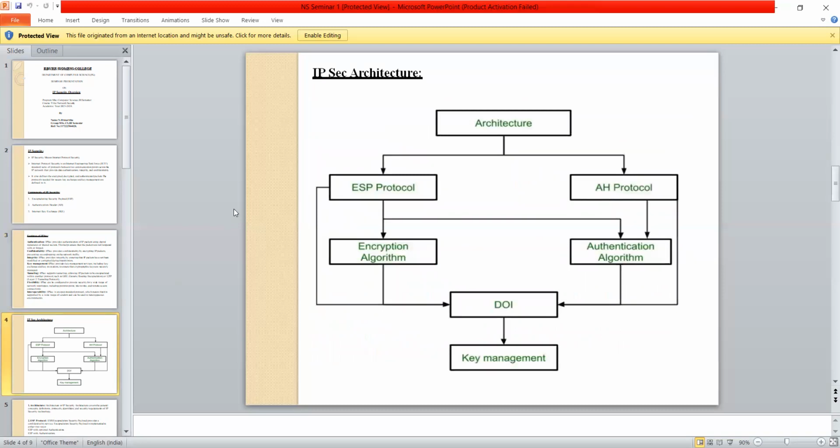Now let's see the IP security architecture. The architecture is divided into the ESP protocol and the AH protocol. In the previous slide, these were the components of IP security. The ESP protocol is derived from the encryption algorithm, and the AH protocol from the authentication algorithm. The ESP protocol and AH protocol are connected to the DOI. This DOI leads to key management.